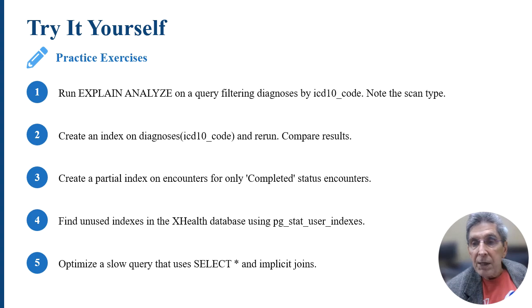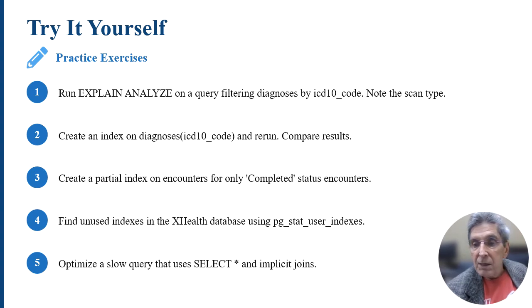Then the third exercise. Create a partial index on the encounters table for only completed status encounters. So think about which column to index and what the where clause should be. This exercise practices the partial index concept that we covered in slide number 9. Then the next exercise, number 4, use pg_stat_user_indexes to find unused indexes in the xHealth database. This practices the monitoring skills from slides 20 and 21.